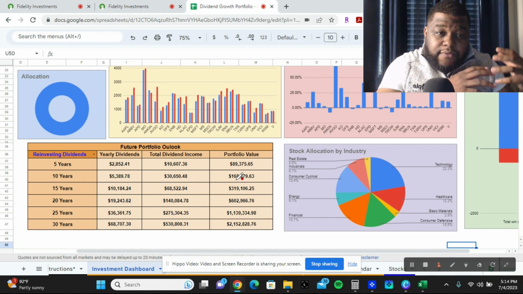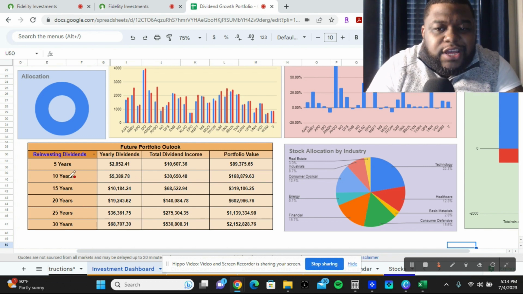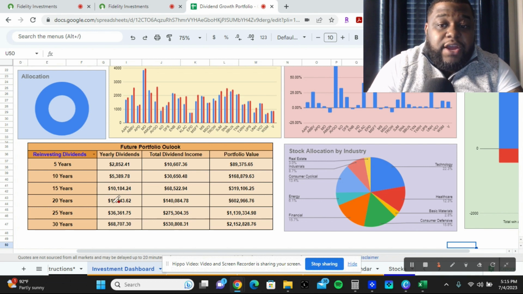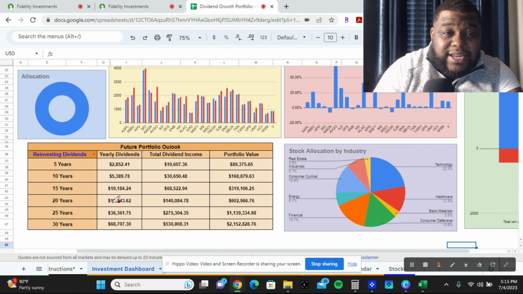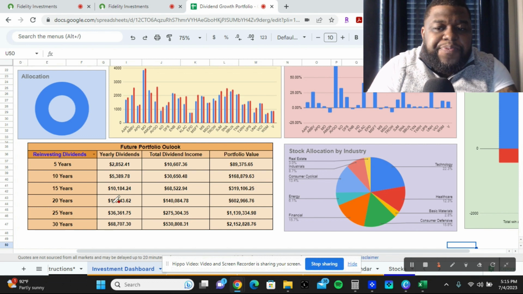With my $47,000, just letting it grow organically, 10 years later it would be spitting out dividends of $5,389. The total dividend income would be $30,000, but the yearly dividend income would be $5,000, and the portfolio balance would be $168,000. This is just reinvested dividends. This is not showing me adding extra capital to my dividend portfolio.